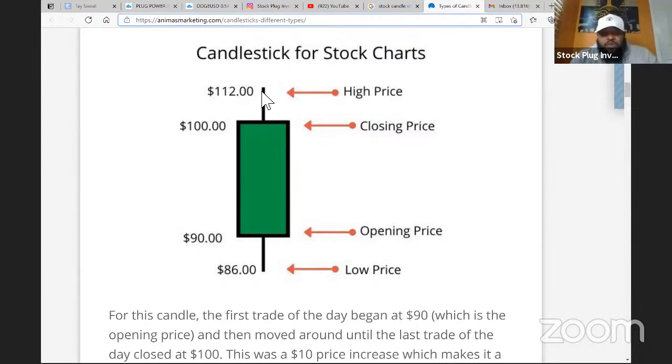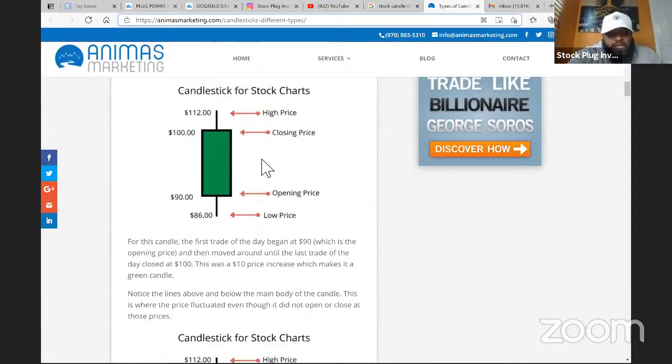Now, y'all probably asking, what are these wicks coming out the bottom? These are called wicks, and they just represent how low or high the stock went before it opened or closed. It might have opened right here, come all the way down, dropped $4, then ran all the way back up to 112 and closed right here. That's a bullish candle, this green candle, and that's how you read it.